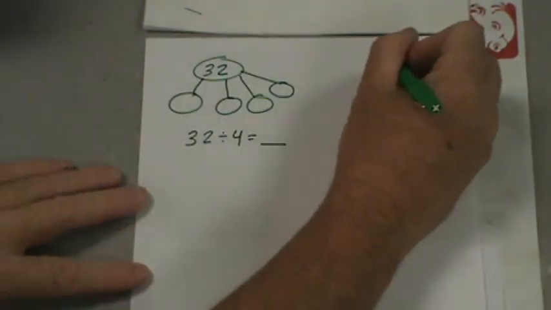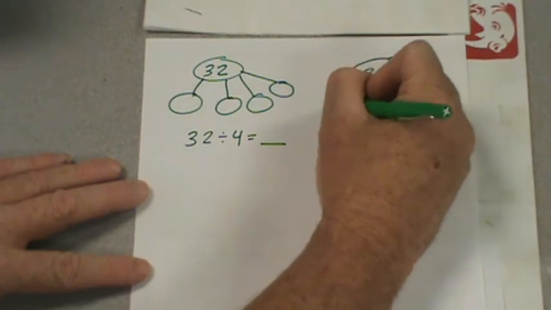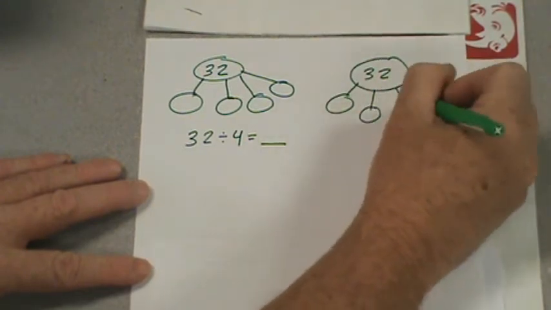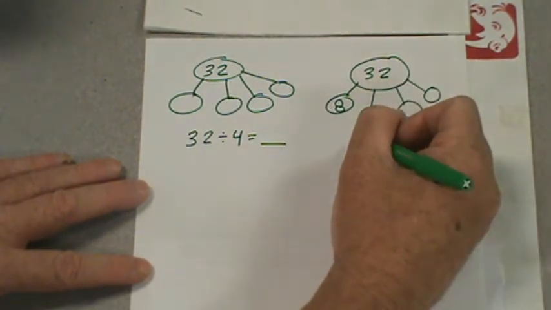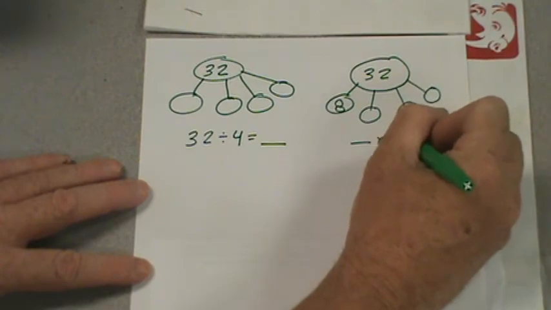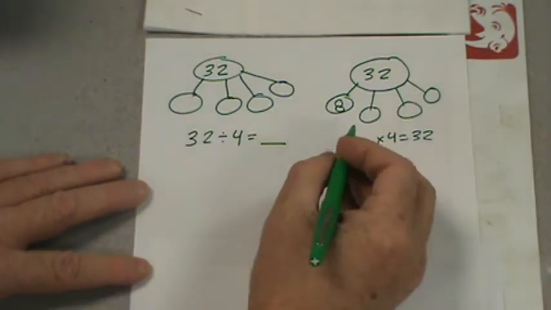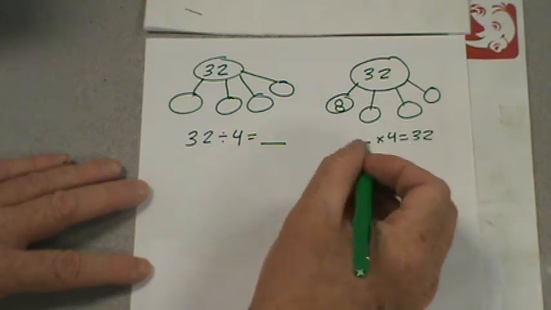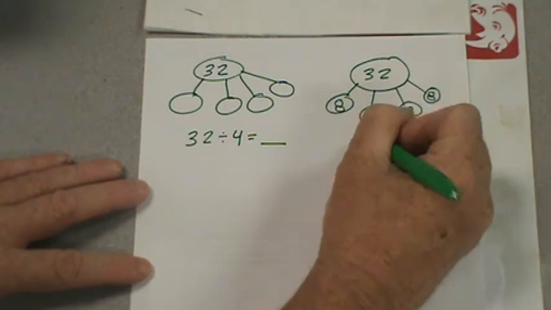32, and we're going to put an 8 there, and we'll go blank times 4 equals 32. So we could take this and go, well, what times 4 equals 32? It'd be 8 times 4.